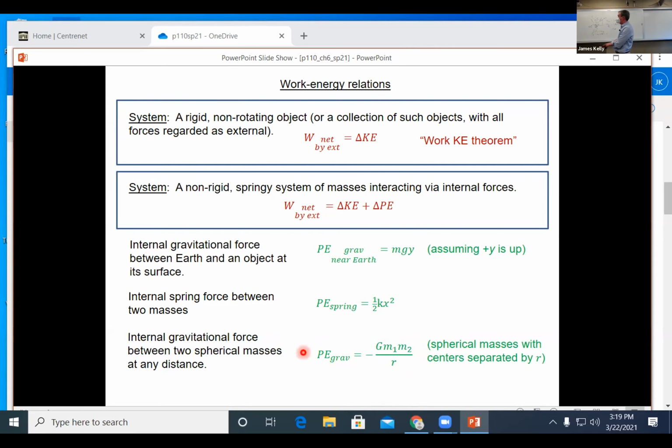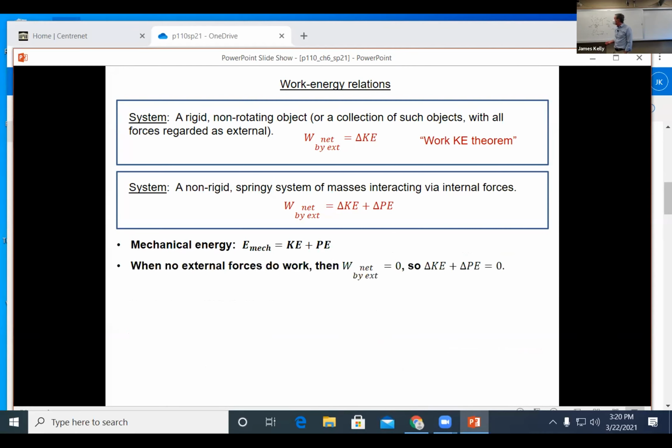maybe an astronaut who's really far away from Earth or something like that, we have a more general potential energy function associated with gravity. This one's only true if one of the objects is really close to the surface of Earth, whereas this one is true even if you're really far away from Earth, or 2 Earth radii above the surface of Earth or something like that. And that one's a little bit weird because it has this minus sign. We just have to be really careful keeping that minus sign in place.